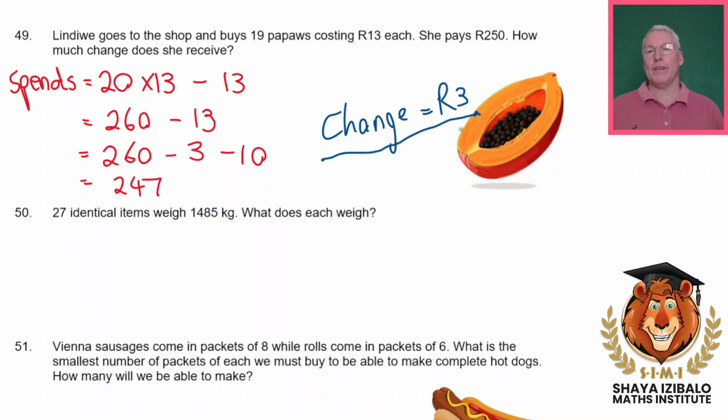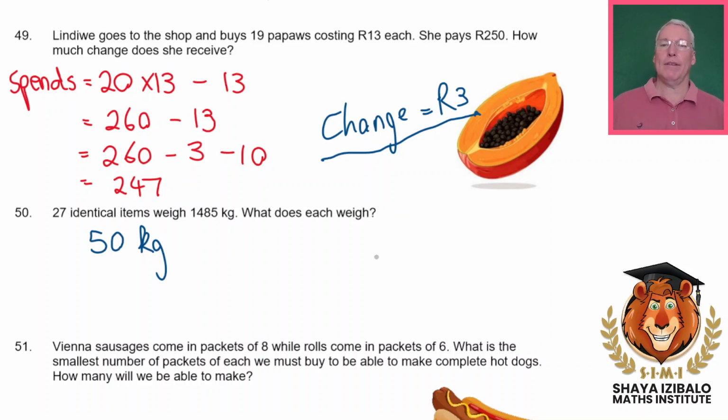All right, this next one, 27 identical items weigh 1,485 kilograms. Now we could do this by long division, right? But we could also just try and do it by guessing and checking. If each one weighed, let's say, 50 kilograms. Sorry, not grams, 50 kilograms. Okay, what is 27 times 50?